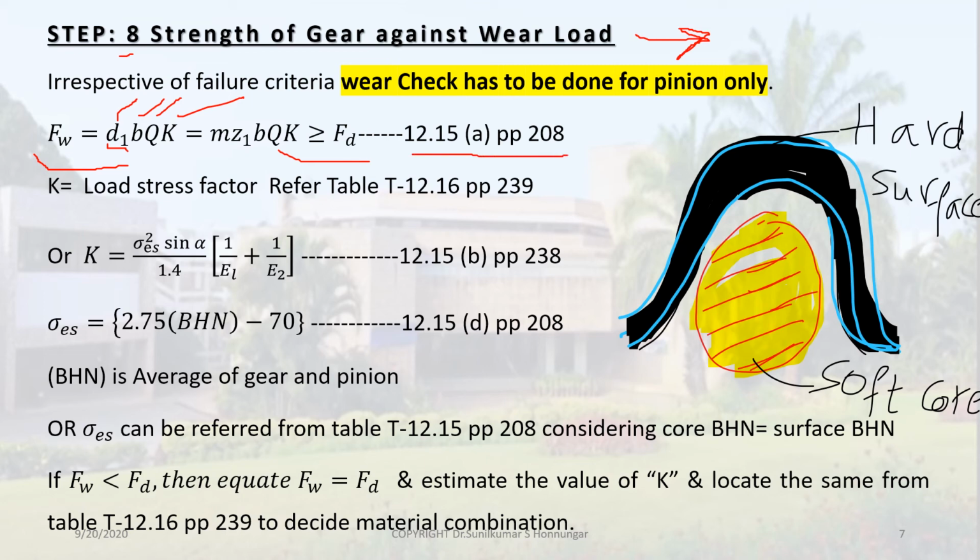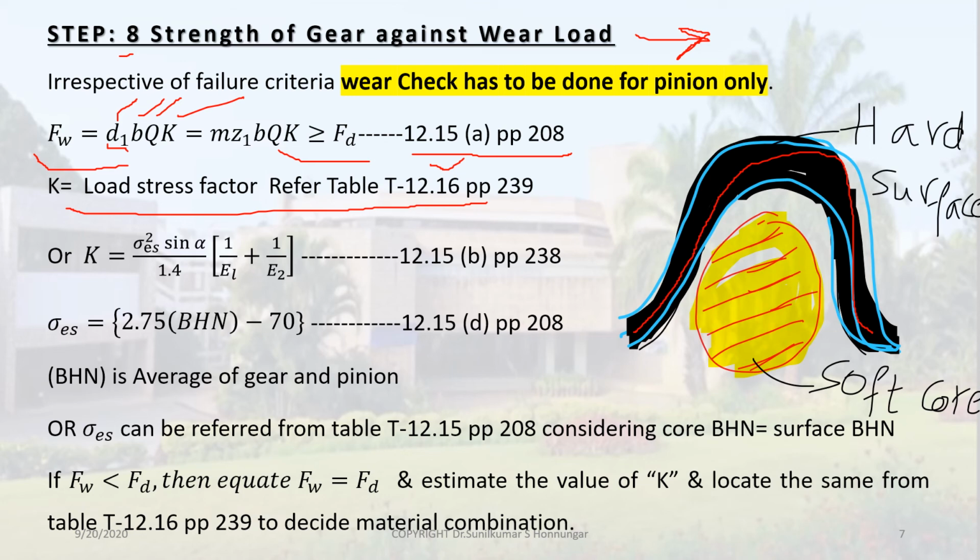which is given in expression 12.5a, page 208. For the load stress factor you have to refer to table 12.16, depending upon the endurance strength. Remember that the endurance strength for wear is the surface endurance; the previous endurance you referred to is the core endurance. I will just try to narrate. I have drawn a particular profile freehand; just see the darker one. Generally, how is the outside surface hardness achieved? Surface hardness is achieved by induction hardening, nitriding, cyaniding and so on.